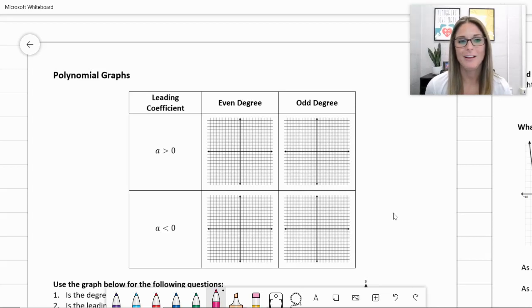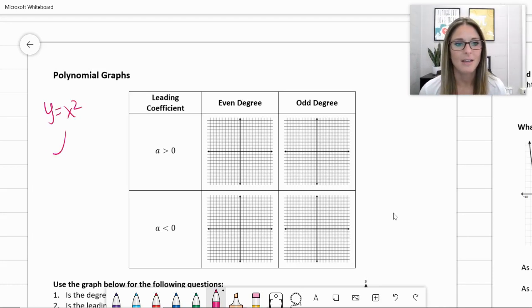Polynomial graphs is one of my favorite lessons, so I hope y'all enjoy it as well. So we've been talking about quadratics, and they make the cutest little parabolas, and they are considered polynomials, but there are so many more. X cubed would make a polynomial, x to the fourth would make a polynomial, and so let's investigate some of these other kinds of graphs.